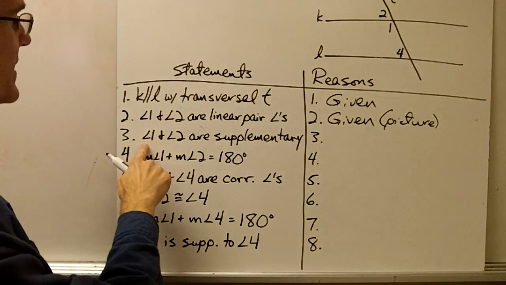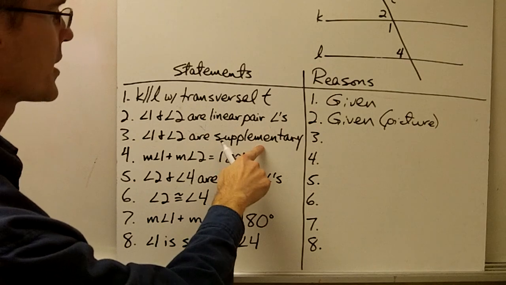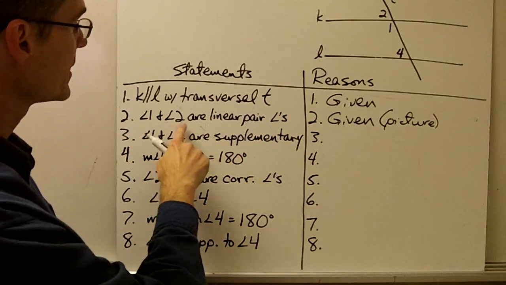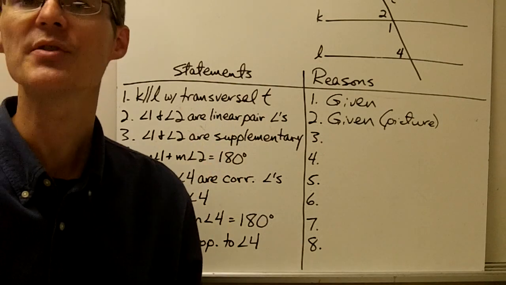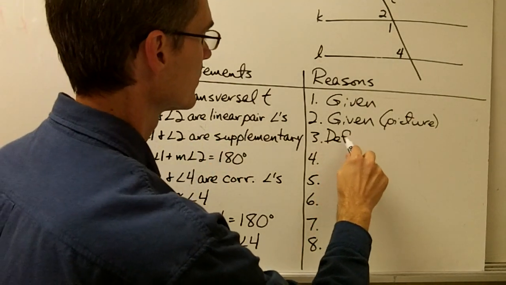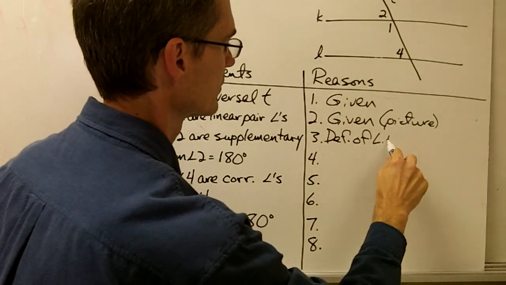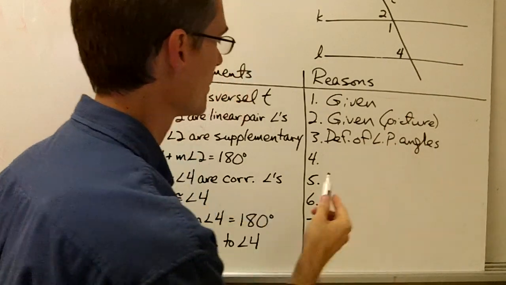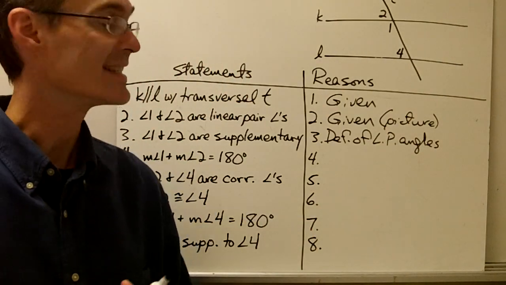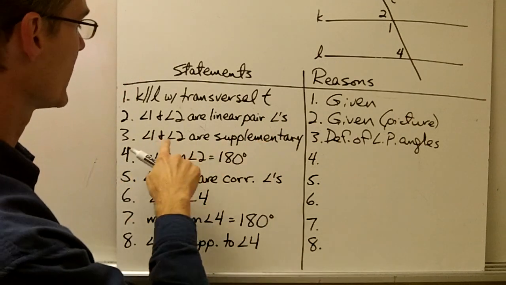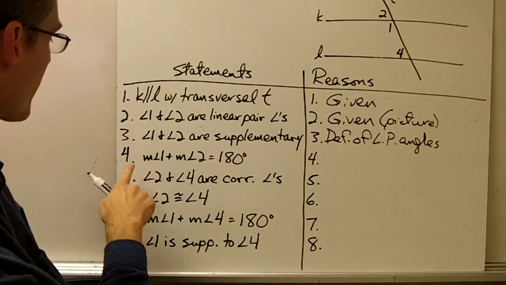Line number 3 says angle 1 and angle 2 are supplementary. Well, how do I know angle 1 and angle 2 are supplementary? I know they're supplementary because they are linear pair angles, and that's the definition of linear pair angles. Remember, the definition of linear pair angles says they are angles that are adjacent and supplementary. So that's how I know angles 1 and 2 are supplementary.